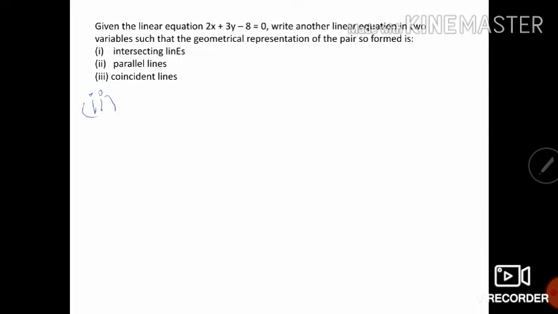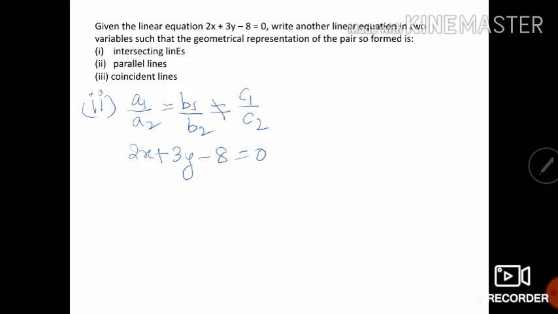Now let's find an equation that gives us a parallel line with the given equation. The condition for parallel lines is a1 upon a2 equal to b1 upon b2, not equal to c1 upon c2. Our equation is 2x plus 3y minus 8 equal to 0. So in order to have the first two ratios the same, you can multiply the terms having x and y with the same factor.